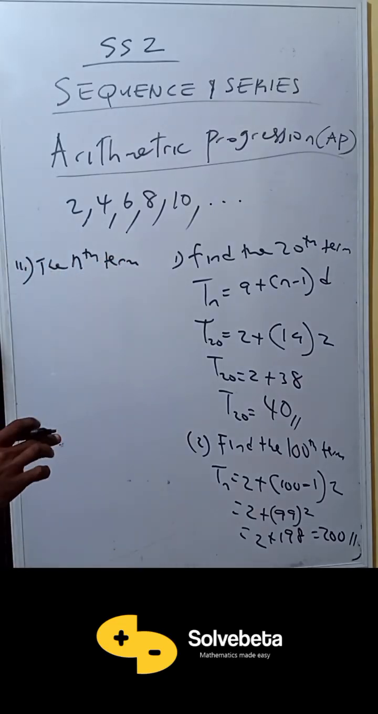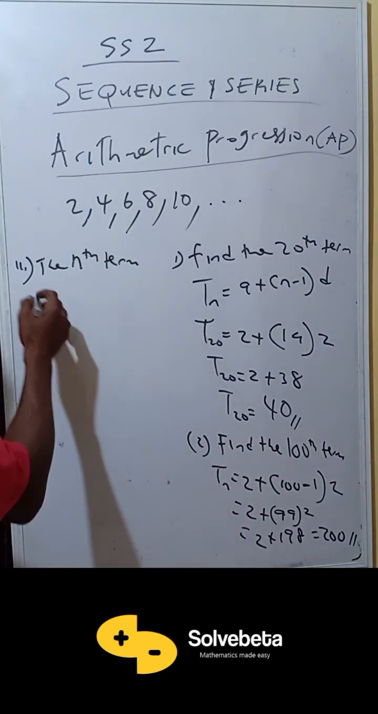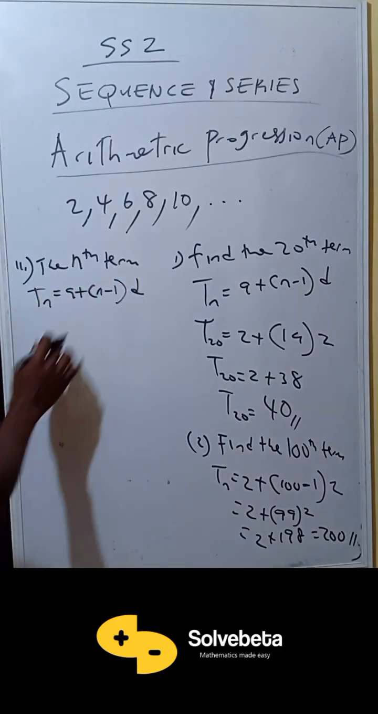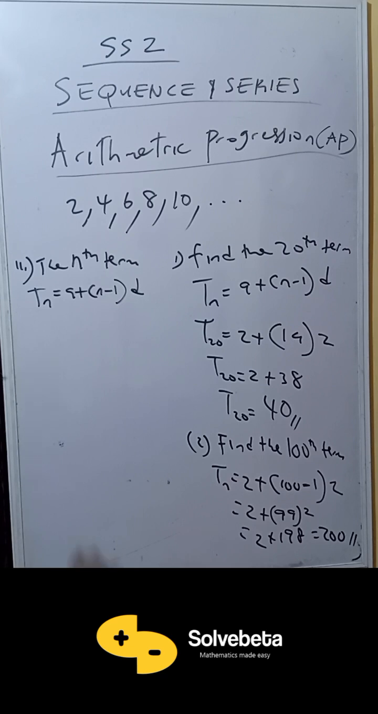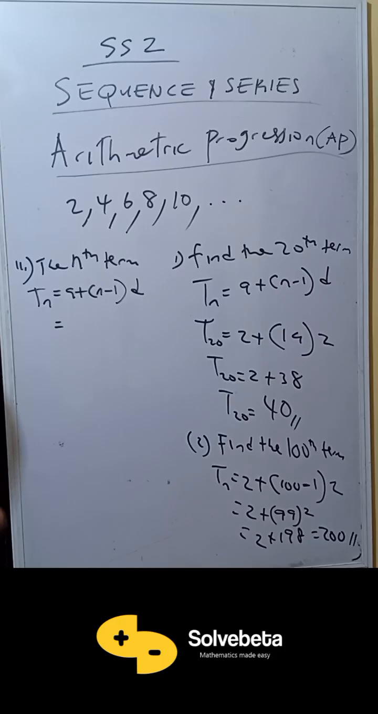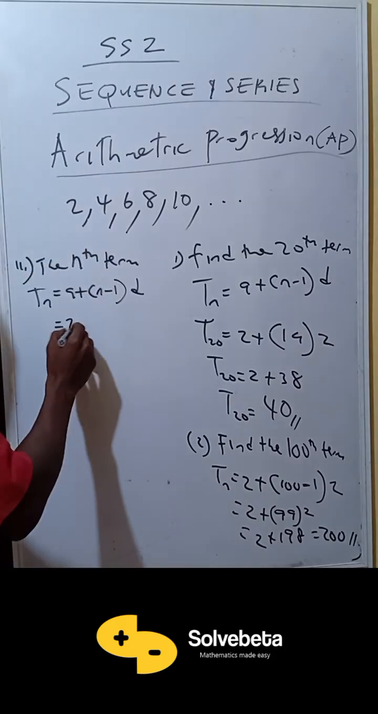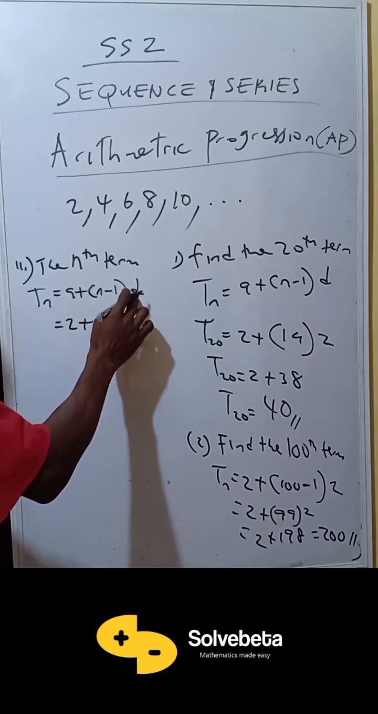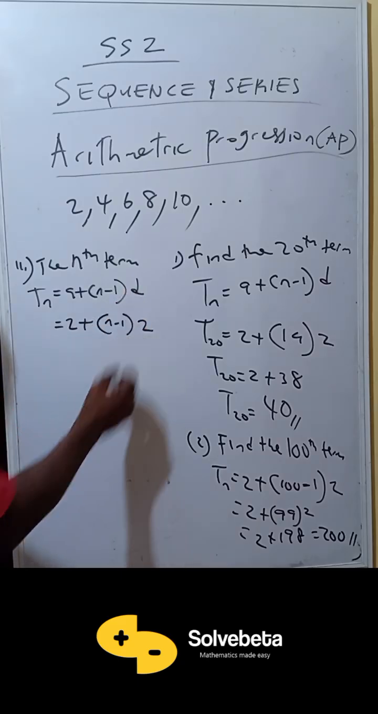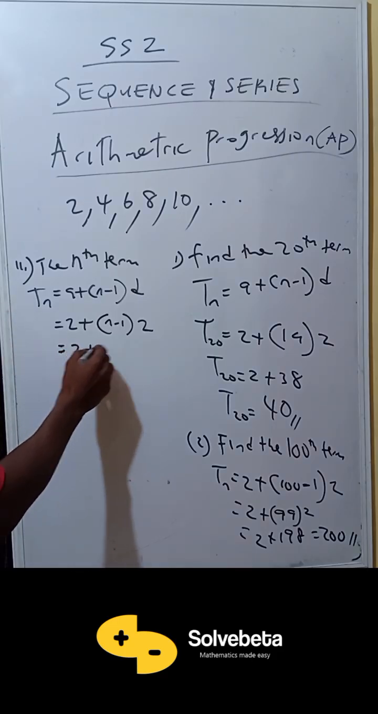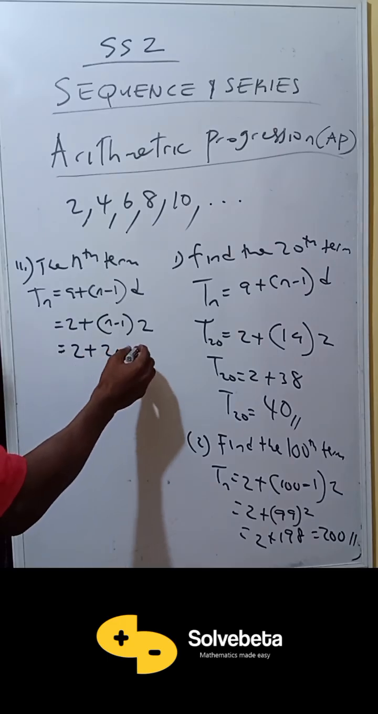Now to get the nth term, look at it. This is the formula: Tn is equal to a plus n minus 1 times d. What you simply do is substitute a to be 2. This n you leave, it will remain n minus 1. And what is d? D is 2. So this is 2 plus 2 times n minus 1.